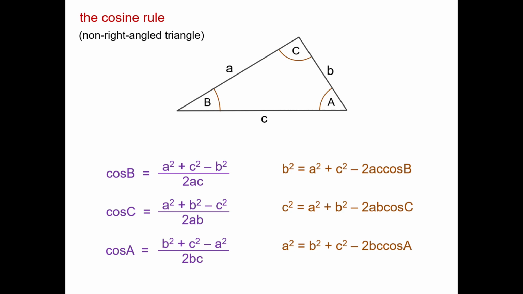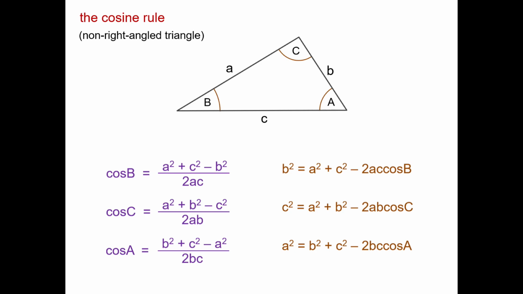Next up, are you going to be trying to find a side or an angle? If you're trying to find a side, you want to use one of the equations on the right. If you're finding an angle, you want to use one of the equations on the left. As an example, if we wanted to find the length of c, we would use the formula c squared is equal to a squared plus b squared minus 2ab cos C. You should use that one because c squared is isolated, so we can plug everything else in and square root it.